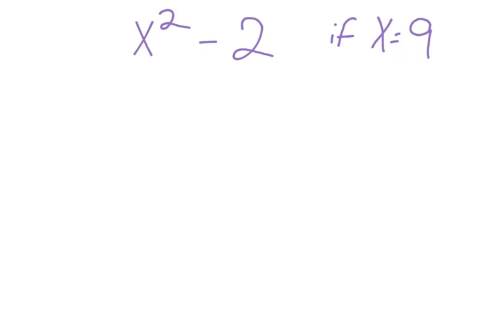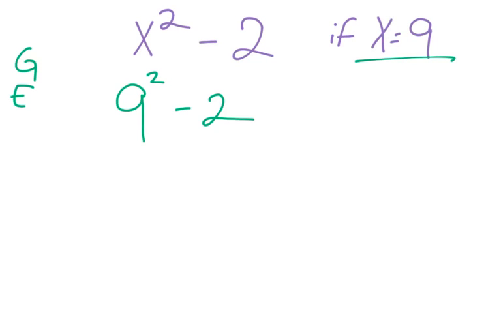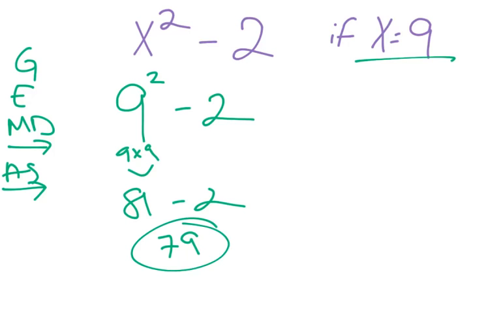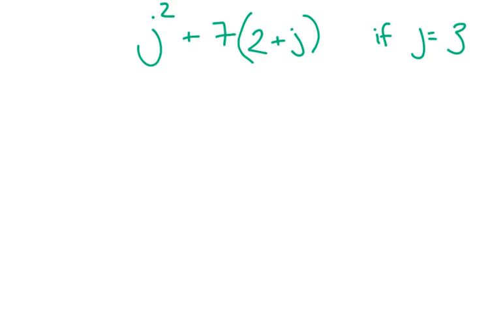Next up, with an exponent. Replace your variable: 9 to the power of 2 minus 2. Here's where you have to start following order of operations. Do you have any groups? No. Do you have any exponents? Yes. 9 to the power of 2 means 9 times 9, which is 81, minus 2. Any multiplying and dividing? No. Any adding and subtracting? Yes. 81 minus 2 is 79. One number answer, no variables. There you go. Next one.